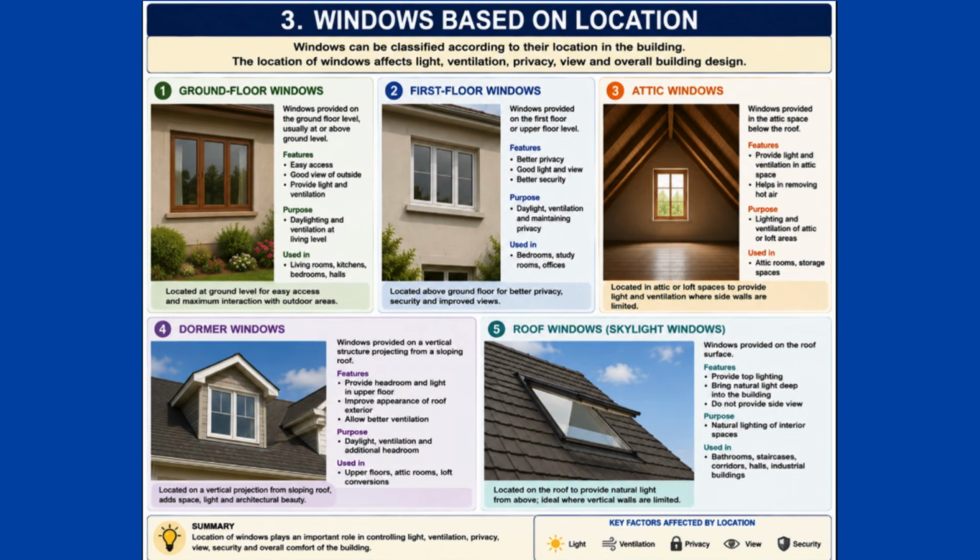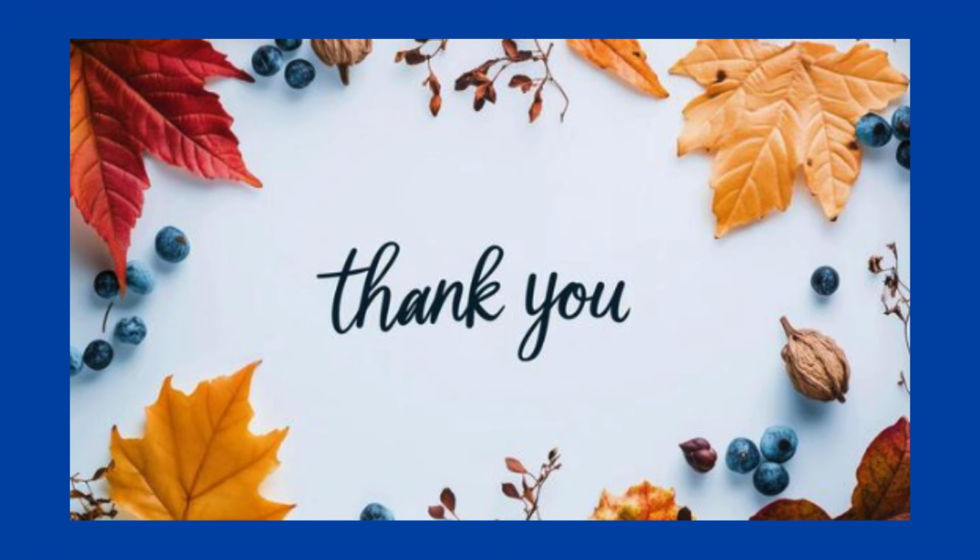Roof windows: installed directly on the roof or sloping roof. They bring natural light from above, especially where wall windows are limited. Therefore, the location of a window is selected according to the requirements of light, ventilation, privacy, view and the design of the building. To conclude, windows are an important part of every building.